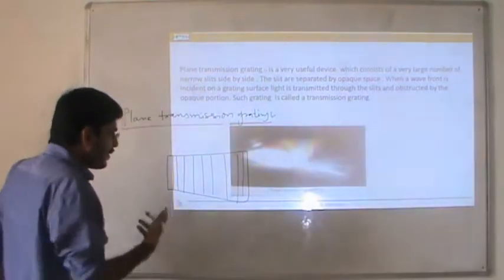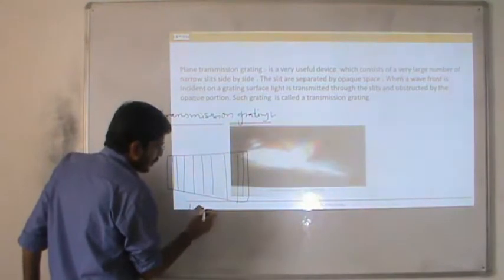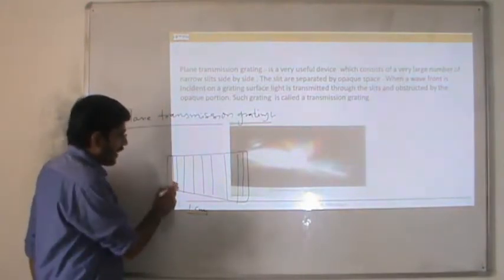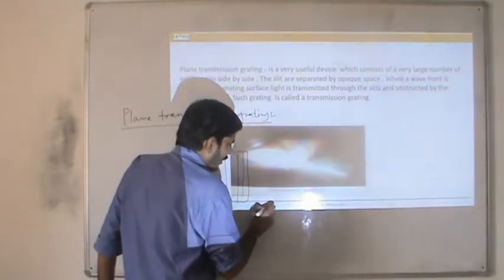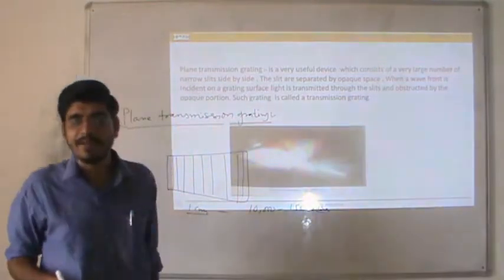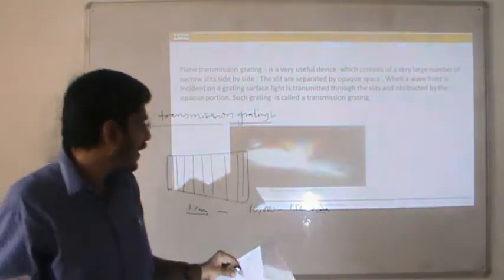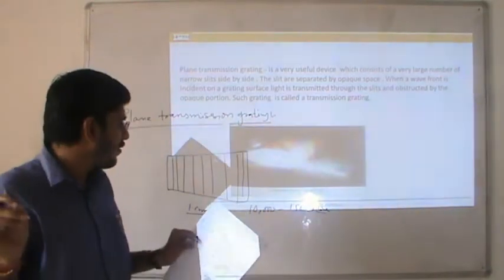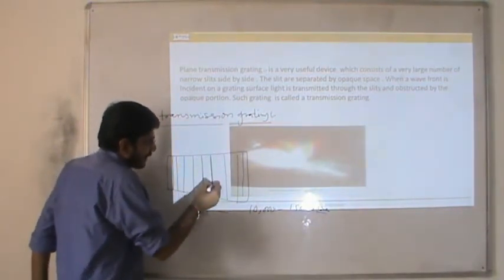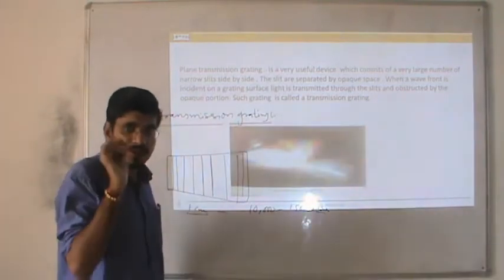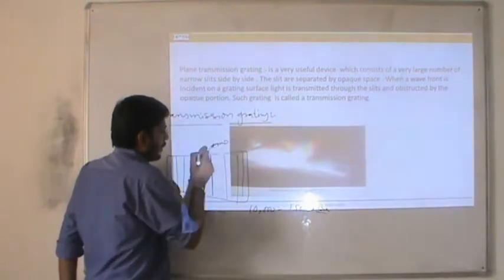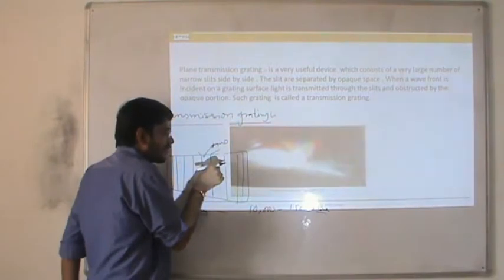Why is it a grating? Suppose I have a 1 cm length of this glass plate, and I make roughly 10,000 to 15,000 lines on it. These are very narrow lines. Suppose this is one line, this is the second line. In between these two lines, this portion is opaque. Again, this portion will be opaque.